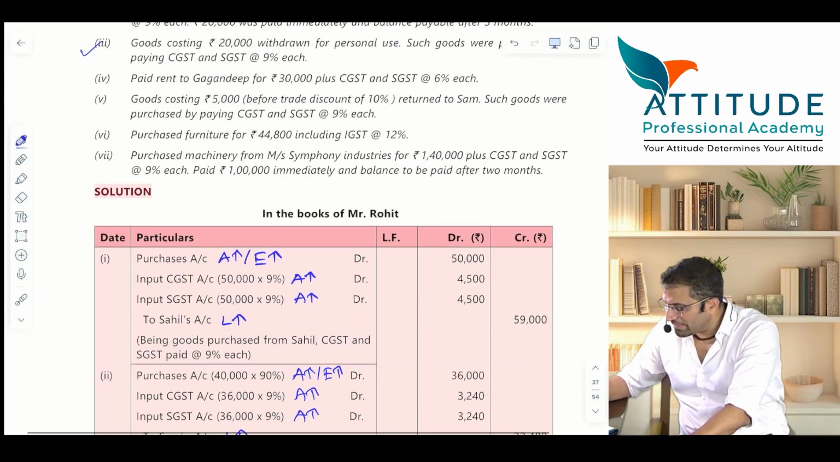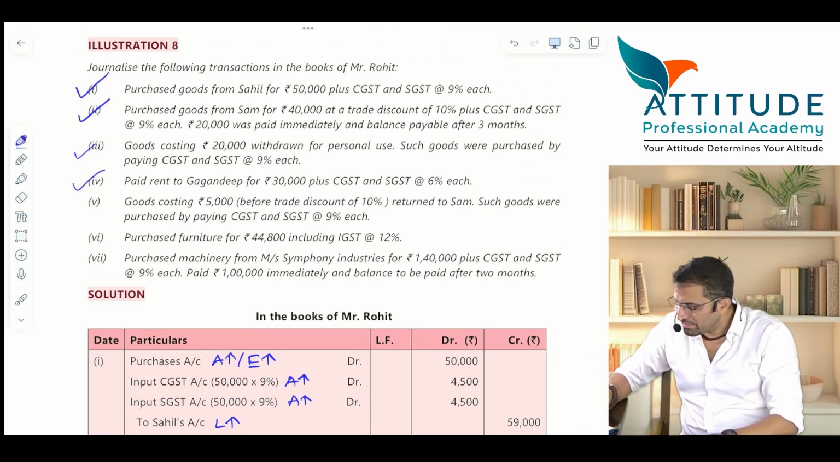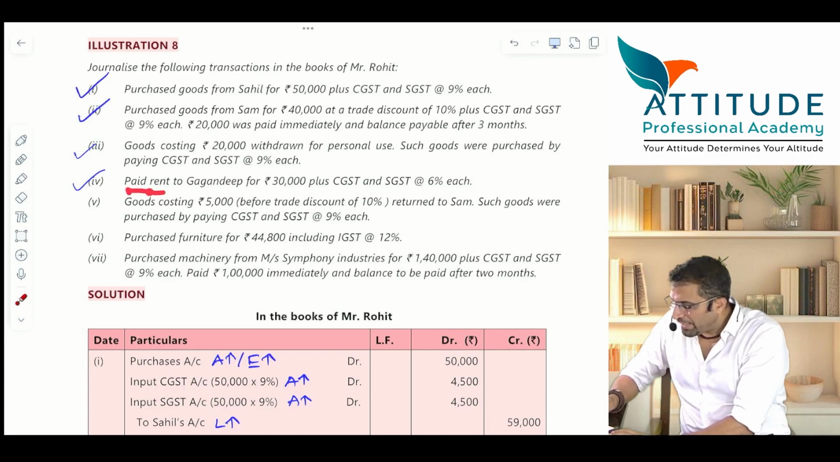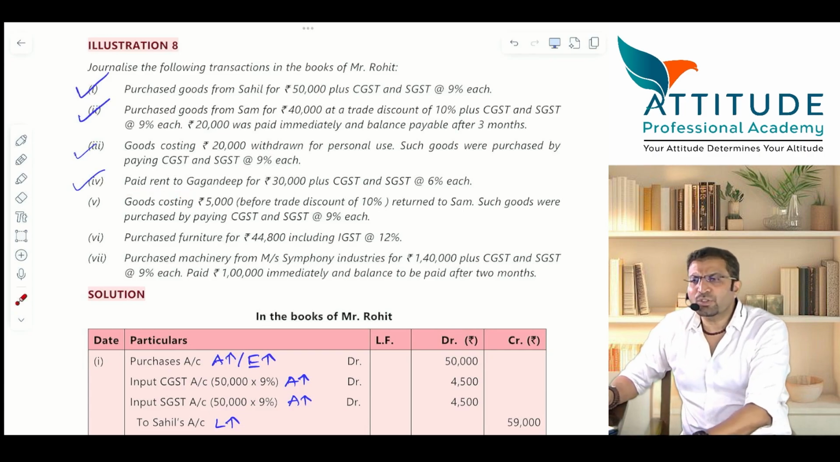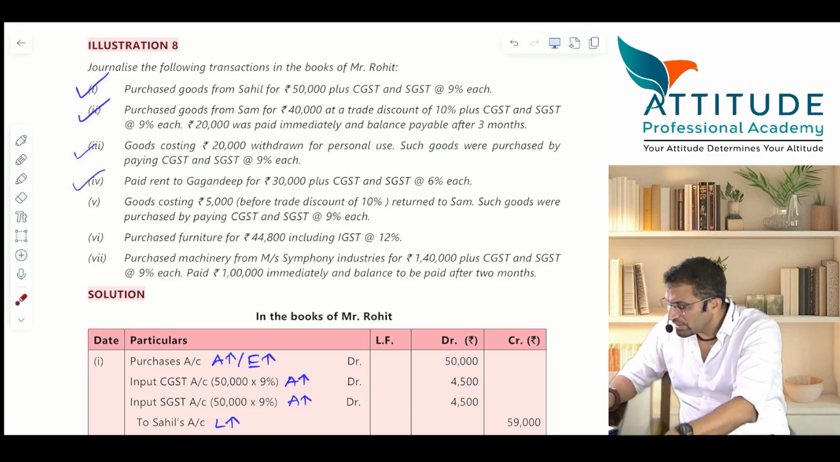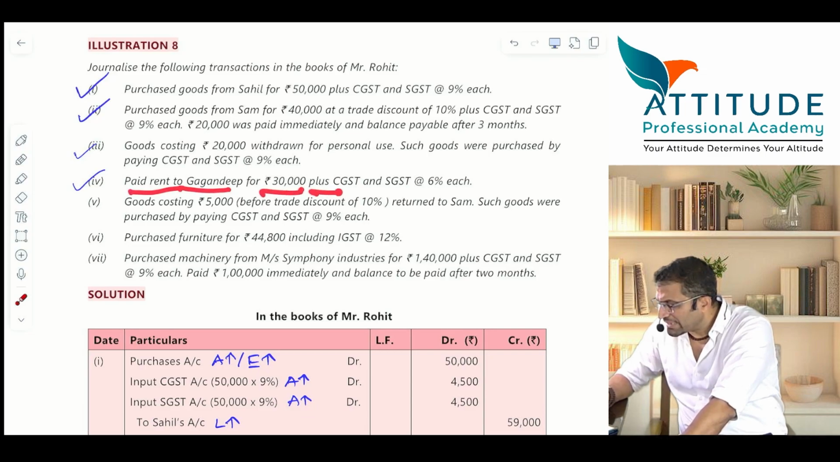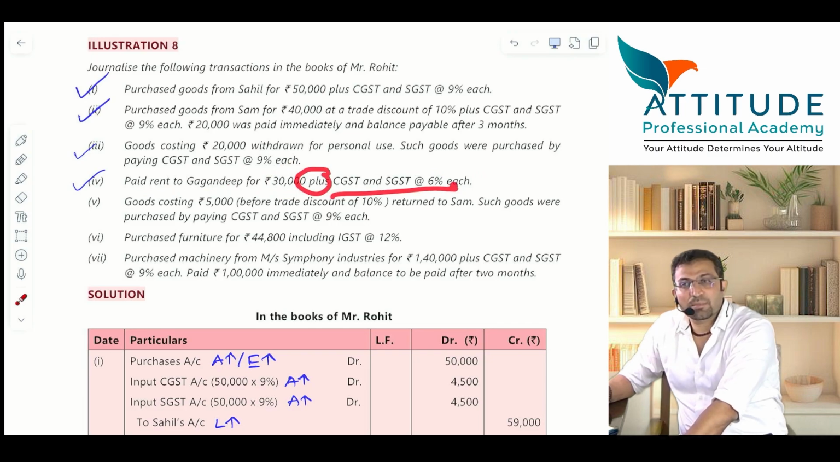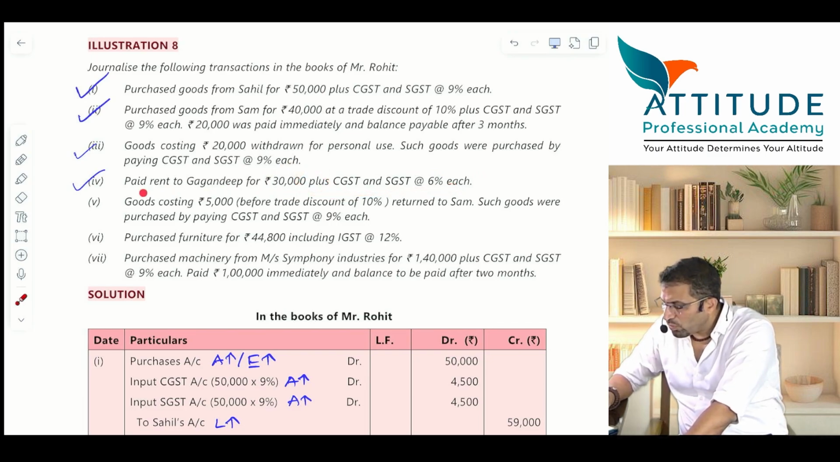Okay, next one, fourth one. Sir, paid rent. Sir, rent is a service. No, rent is a... correct. There also, paid rent to Gagandeep. How much? Plus GST. So this 30,000 is excluding GST, because it is given later, plus CGST. समझ में आया? So can you tell me, rent account debit 30,000. हाँ बोलो चलो.